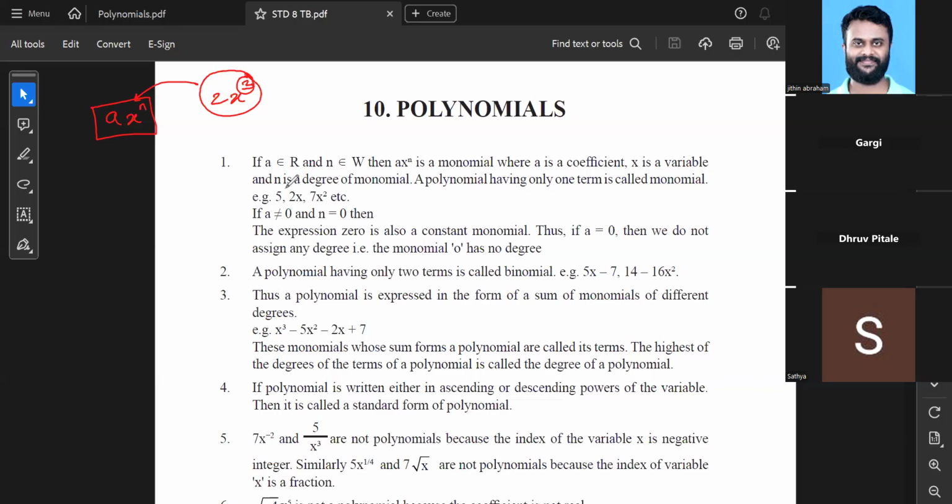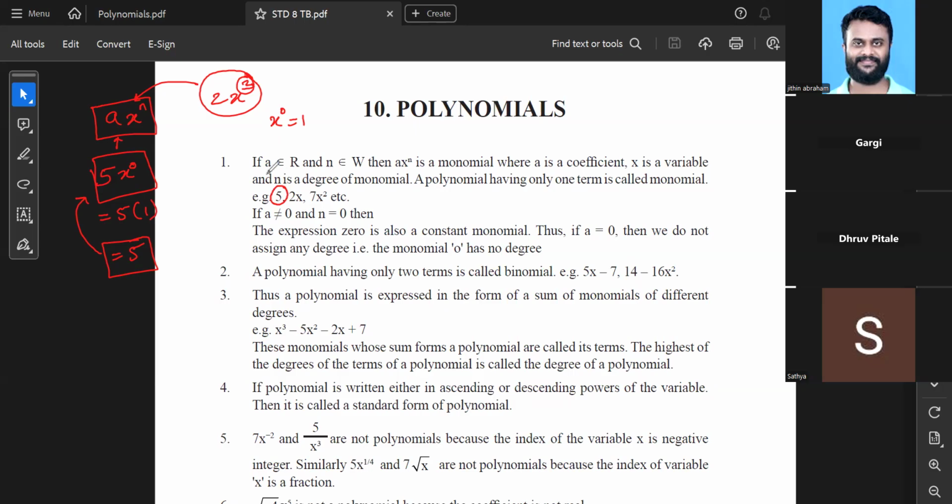Now, you might be wondering why 5 is a monomial. 5 does not have x. I'll tell you. 5 is actually 5 multiplied by x raised to 0. Anything raised to 0, x raised to 0, is basically 1. So this is 5 multiplied by 1, which is nothing but 5. So 5 is a monomial because it is 5 multiplied by x raised to 0. That satisfies a multiplied by x raised to n, and hence 5 is also a monomial.